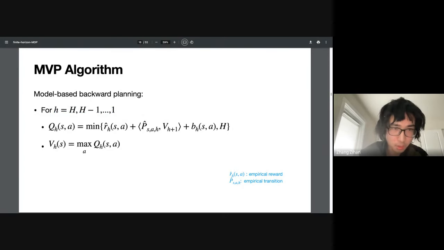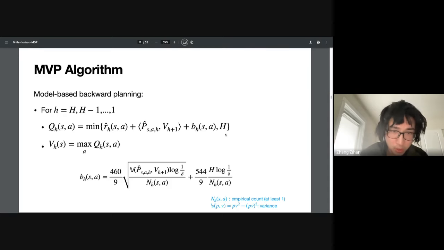So let me quickly review the structure of MVP. MVP is a model-based algorithm, and it applies the basic model-based backward planning. That is, in each round, you collect the data to construct an empirical reward function and an empirical transition kernel, and then you use it to compute the Q function and V function backward from the H layer to the H minus one layer until the first layer, following the optimistic planning.